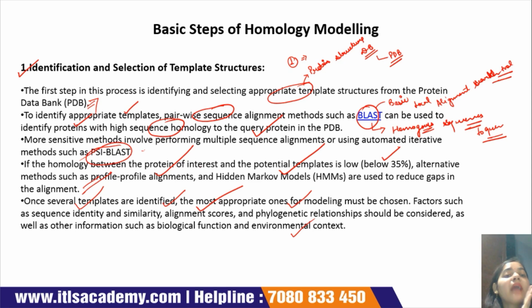The first step is identification and selection of the template structure. To identify and select the appropriate template, we use a protein structural database, and this protein structural database is PDB. To find the appropriate template, we use a pairwise sequence alignment method, and this pairwise sequence alignment method is BLAST.